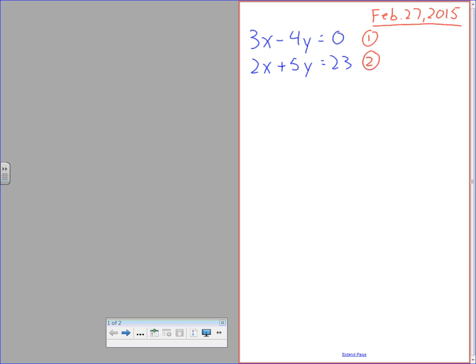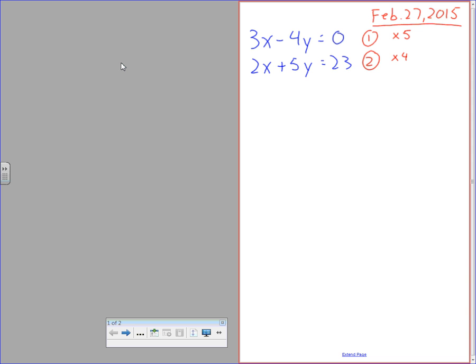So for these ones here, I'm going to do what we call elimination. I'm going to get rid of one variable. Can somebody tell me what's the first step in order to eliminate here, please? Wonderful. So how do I do that? Okay, good. Multiply the second one by?